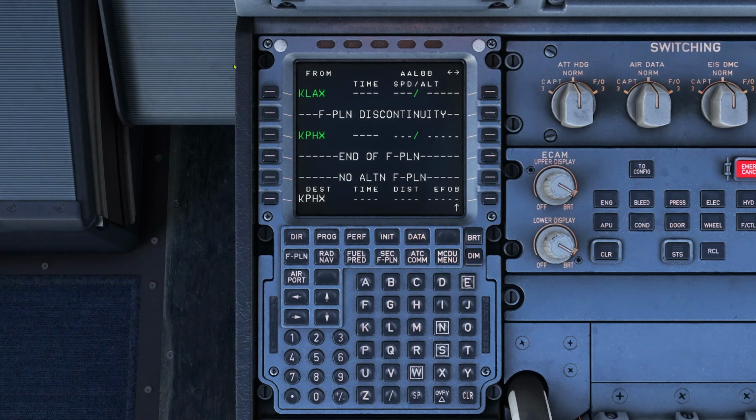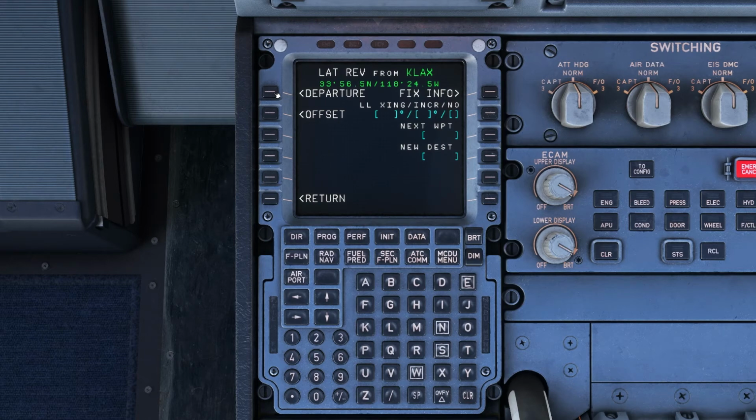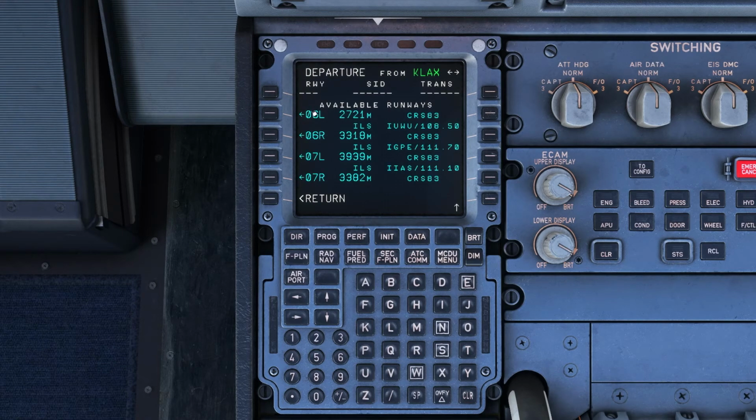Alright, so you click on KLAX and you're going to set up your departure. Oh, imagine that. Here are the runways. We need runway 25 right. So you scroll up, there's 25 right. Boom.